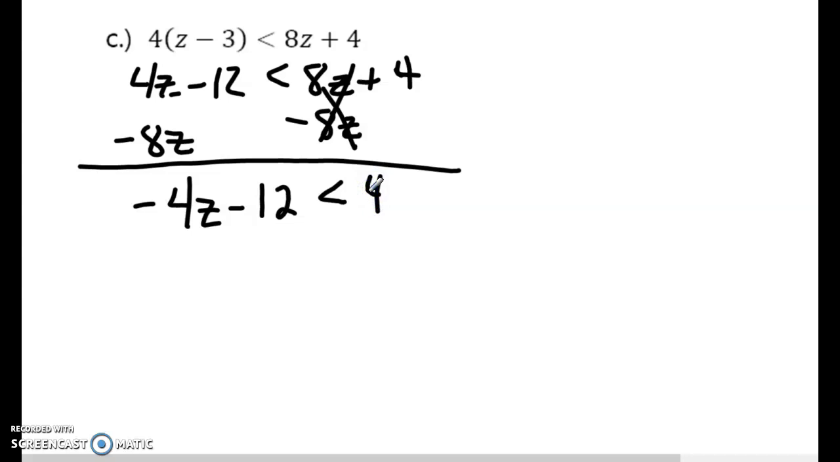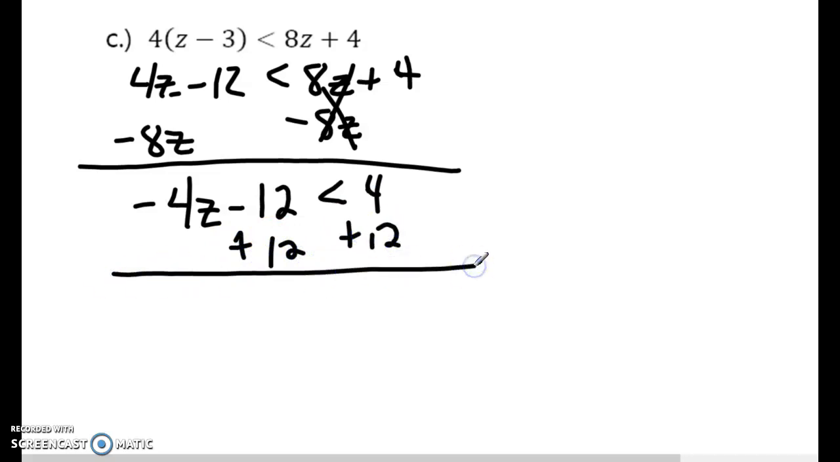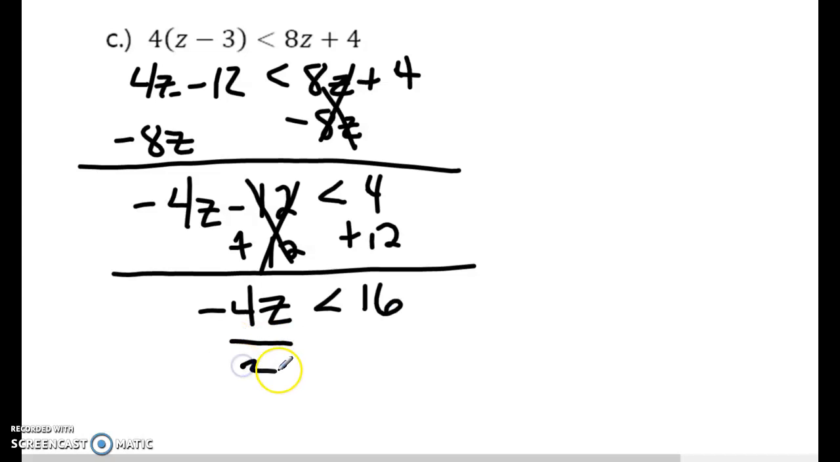Now, Gemma, I need to move that 12 because I'm trying to solve for z. So how do I move that 12? Add 12 to both sides. And 12 is gone from there. I have a -4z on the left is less than 16 on the right. Now I want to solve for z. Talon, what do I need to do to both sides to get rid of that -4? Divide both sides by -4.